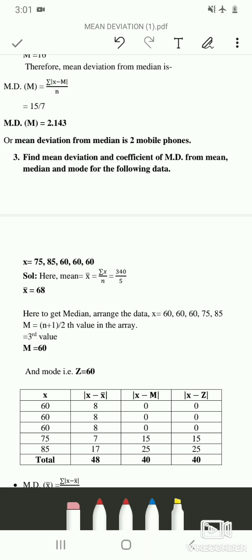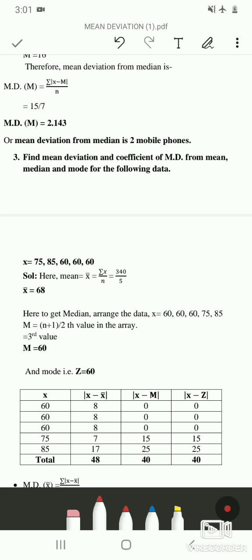The third question is: find mean deviation and coefficient of mean deviation from mean, median and mode for the following data. In this question they have asked to find the mean deviation in 3 cases: first with arithmetic mean, then for median, and then for mode. The data is x equal to 75, 85, 60, 60 and 60. Even this is ungrouped data.